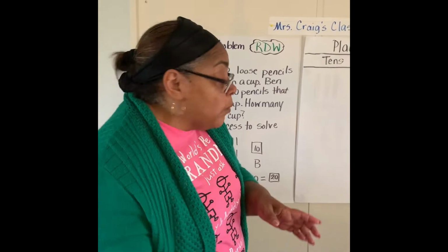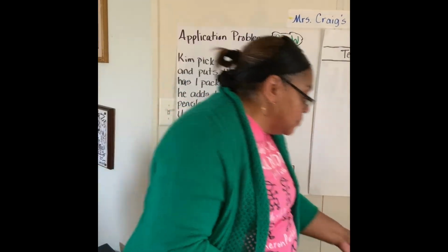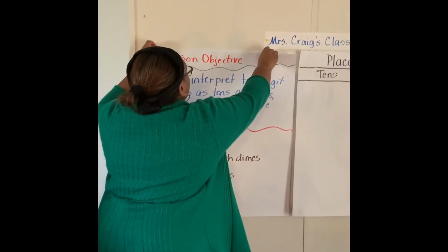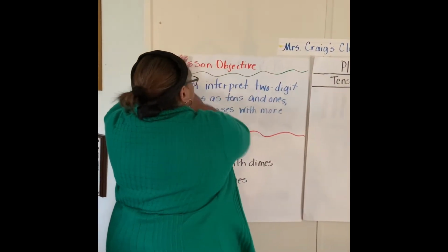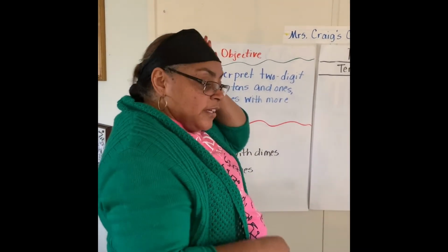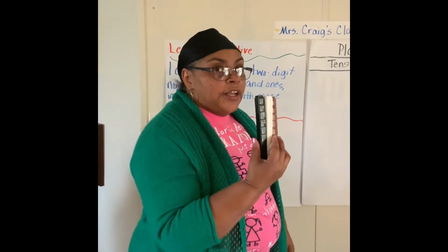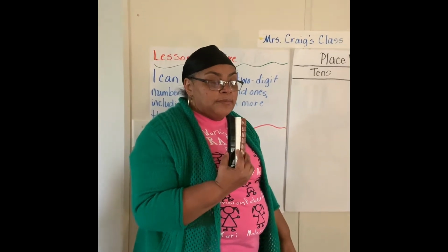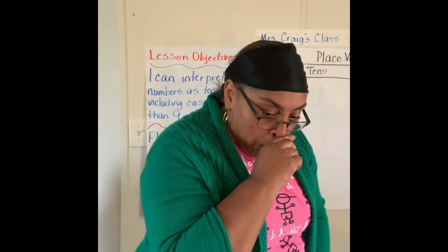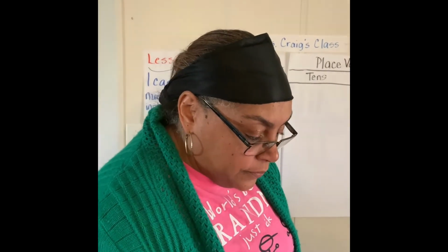So, let's go back to our lesson objective. Our lesson objective says we're going to interpret 2-digit numbers as 10s and 1s, including cases with more than 9 10s. If we break our 30 up, do we have more than 9 1s? Yes, we do. Okay, now what we're going to do, can you tell me another way to make 30?